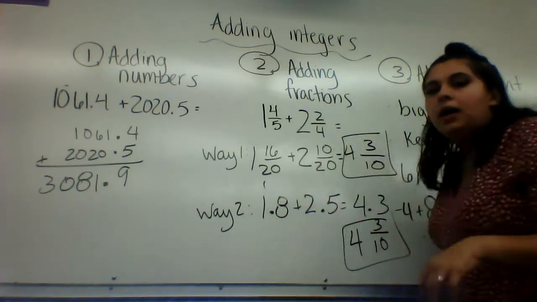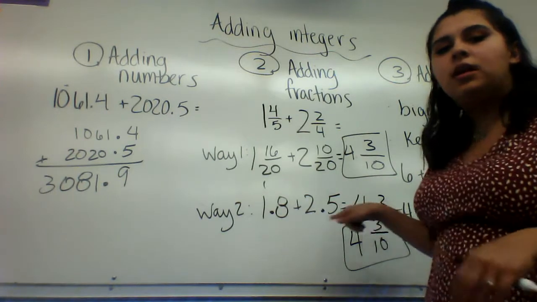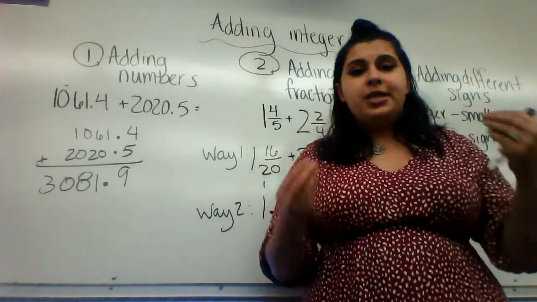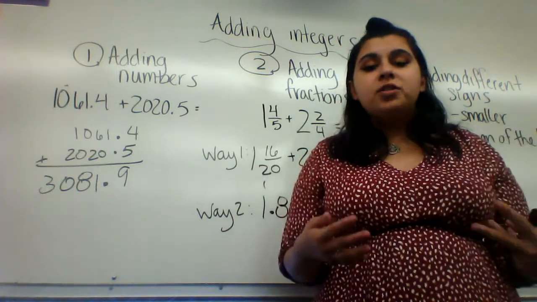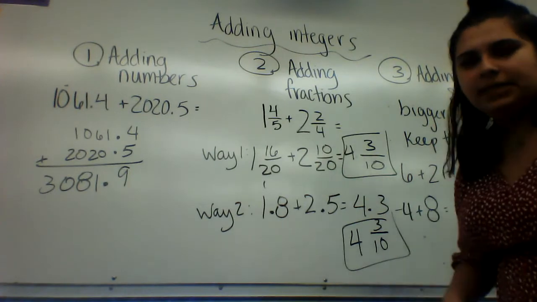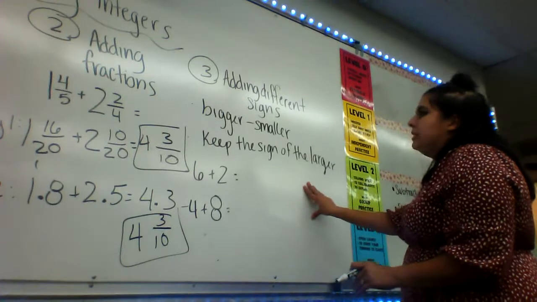Same answer. Another way to do this, if this is multiple choice, do this, find your answer, and then turn all of your answers into decimals. Because when you turn all of your answers into decimals, it's like revealing their secret of what's equal. Easy peasy. Last one that we will talk about is adding different signs.